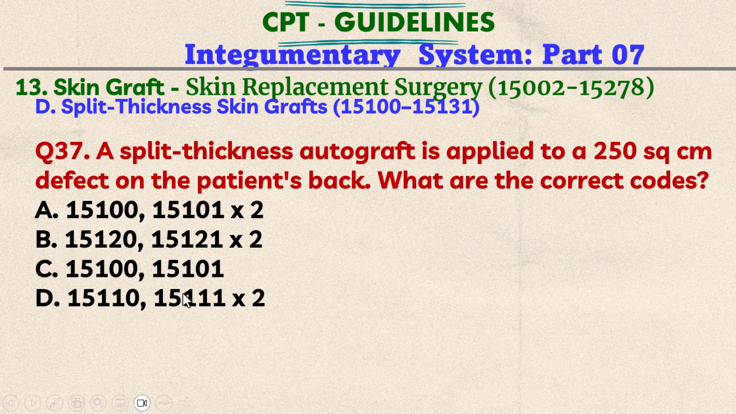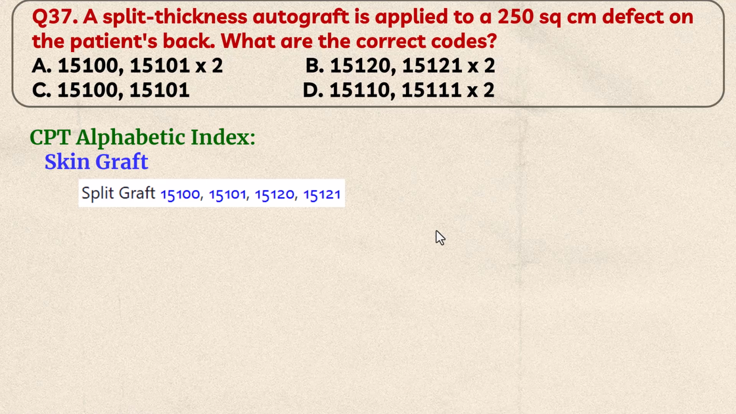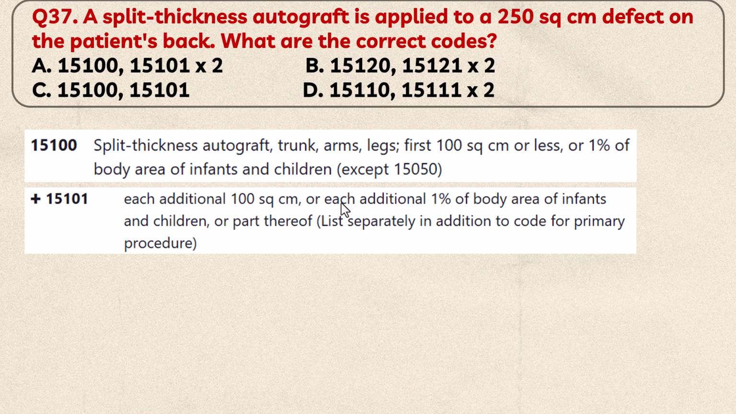So there are answers available. Take your CPT code book and find the answer. So here you have to go for the alphabetic index. Main term, search term is skin graft, and the subterm is split graft. So when you go for split graft, you can see 15,100, 101, 120 and 121 codes are available there. So once you read the code description, 15,100 is split thickness autograft, trunk, arms, legs, first 100 square centimeter or less. In our case, it is 250 square centimeter back.